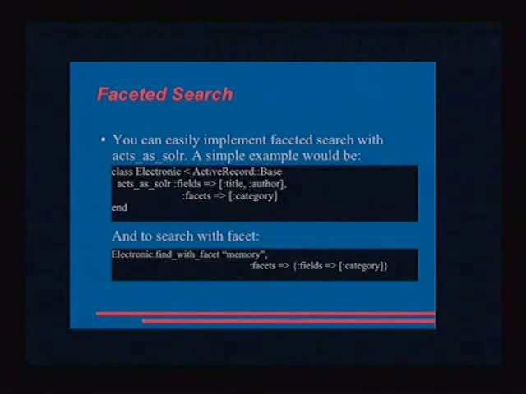As you can see here, to add facets you just say which of your columns is a facet, and then you search utilizing that facet. There's no magic or building that you have to do. It's all handled behind the scenes for you.